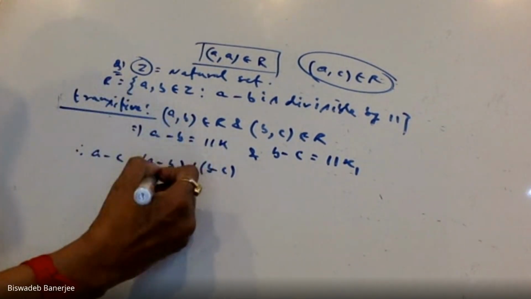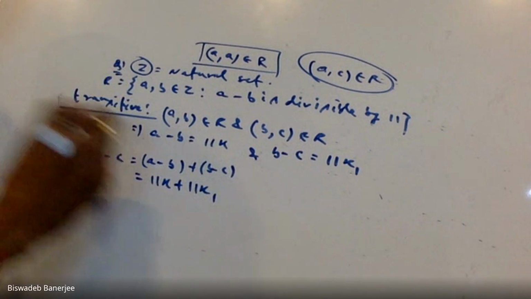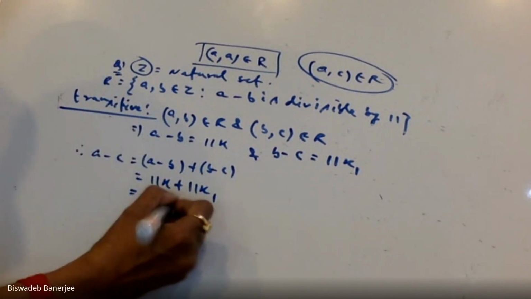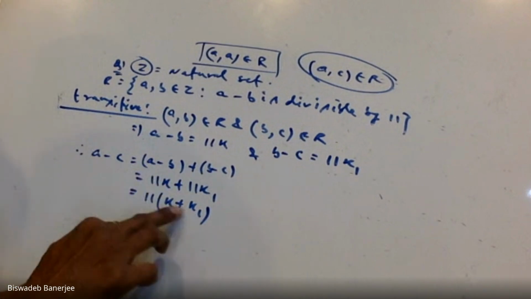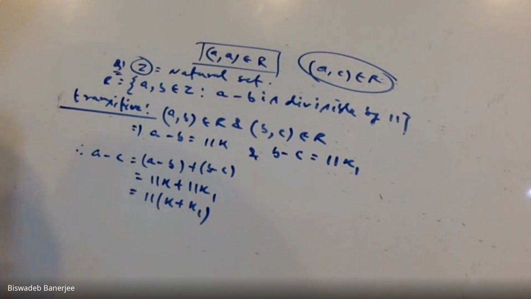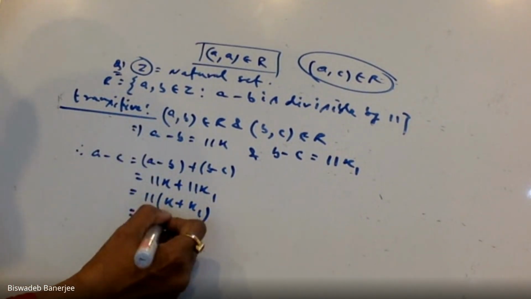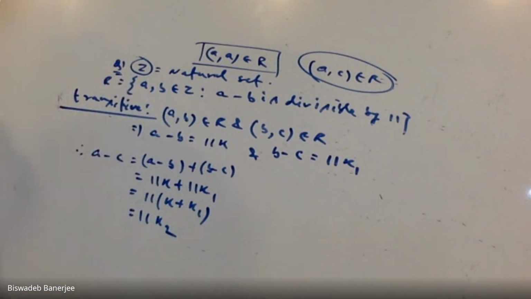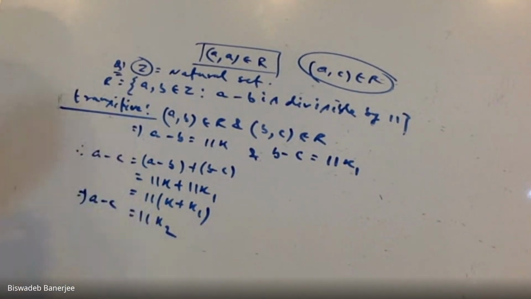Now, what is my A minus B? It is 11 into K. What is my B minus C? It is 11 into K1. If we add them, we can take 11 common. Simple calculation. Now, you can see that K and K1 both are integers. If both are integers, their sum is also an integer. Say it is some K2. So we obtain A minus C equal to 11 into K2.